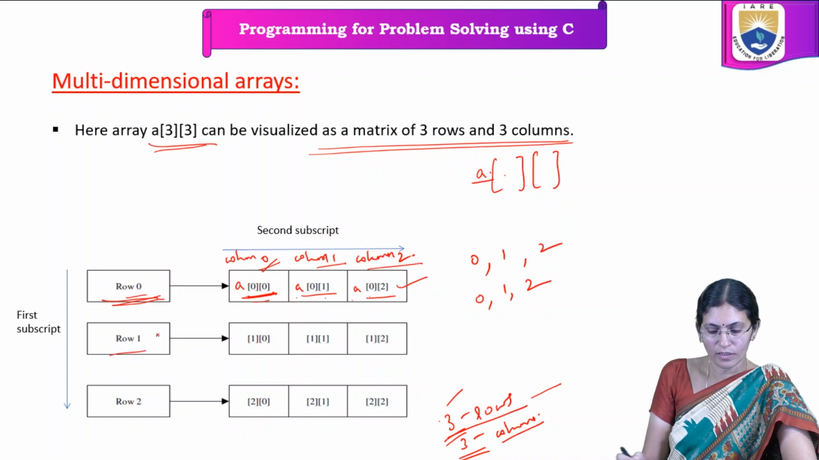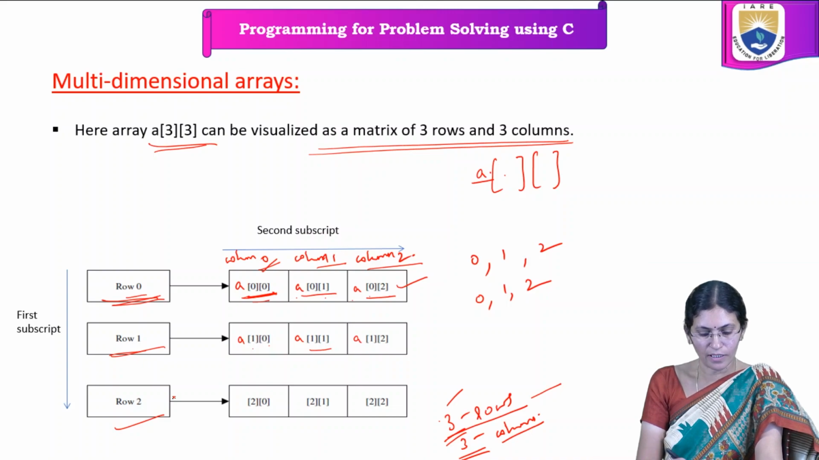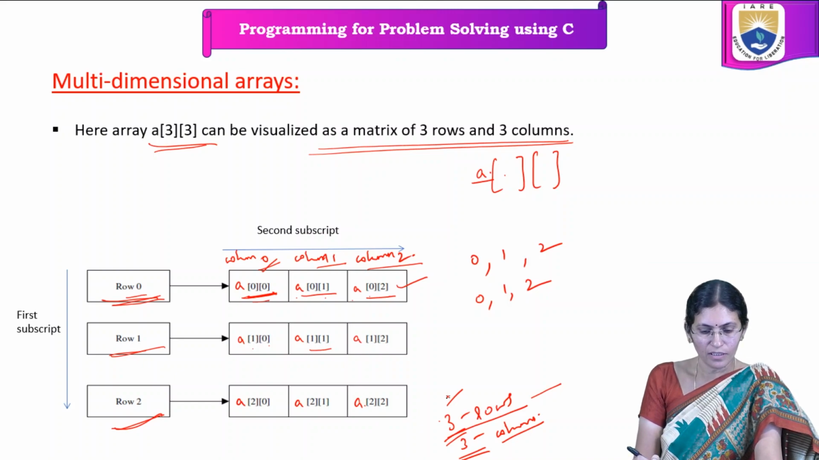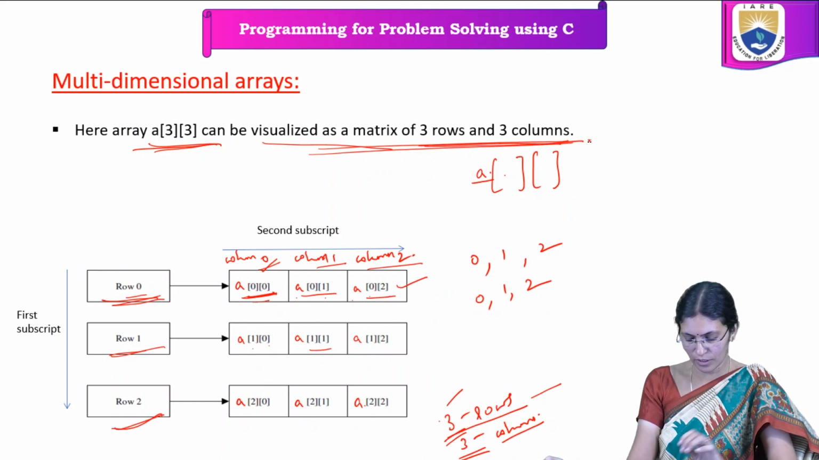Similarly, row 1, column 0 element can be accessed by A of 1, 0. And row 1, column 1 element can be accessed by A of 1, 1. And row 1, column 2 element can be accessed by A of 1, 2. And the last row elements can be accessed by A of 2, 0. This is A of 2, 1. And this one is A of 2, 2. So in this way, we can visualize A of 3, 3 as a matrix of 3 rows and 3 columns. And this is how we can access each element of the array.